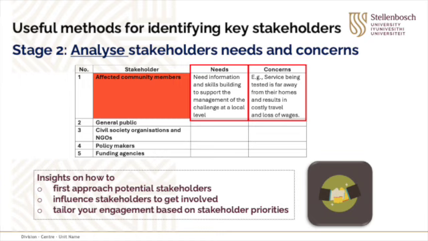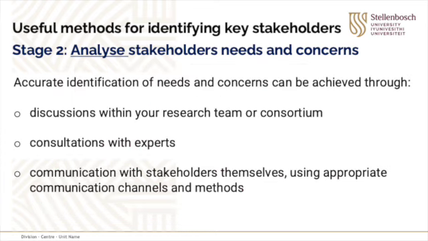So it's really important for you to, before you approach a stakeholder that is potentially going to be tricky or difficult to get on board, to think about, well, what do they need from our research and what concerns do they have? And therefore, if we want to convince them to come on board and be a stakeholder in our study, how are we going to approach them and what are we going to say in terms of what our research can do for them? So again, you can discuss with your research team or your consortium about these needs and concerns, consult with experts, and communicate with the stakeholders themselves.